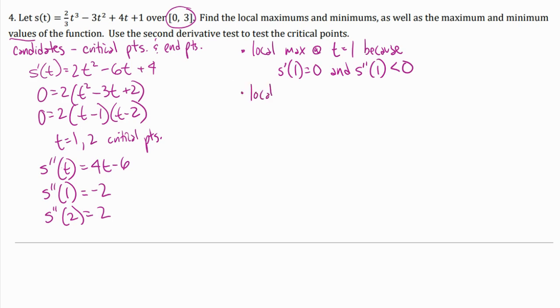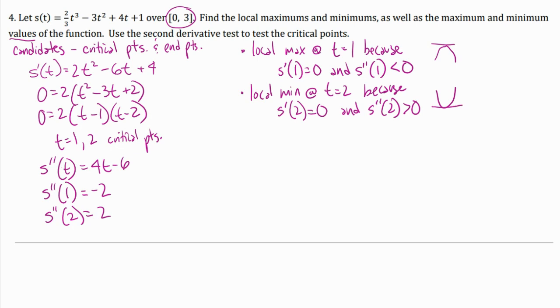And then we have a local minimum at t equals 2 because s prime of 2 is equal to 0 and s double prime of 2 is greater than 0. So again, if you have a slope of 0 and your function is concave down, that's a maximum. A minimum is when your function is concave up and has a slope of 0. So that's why the second derivative test is important.